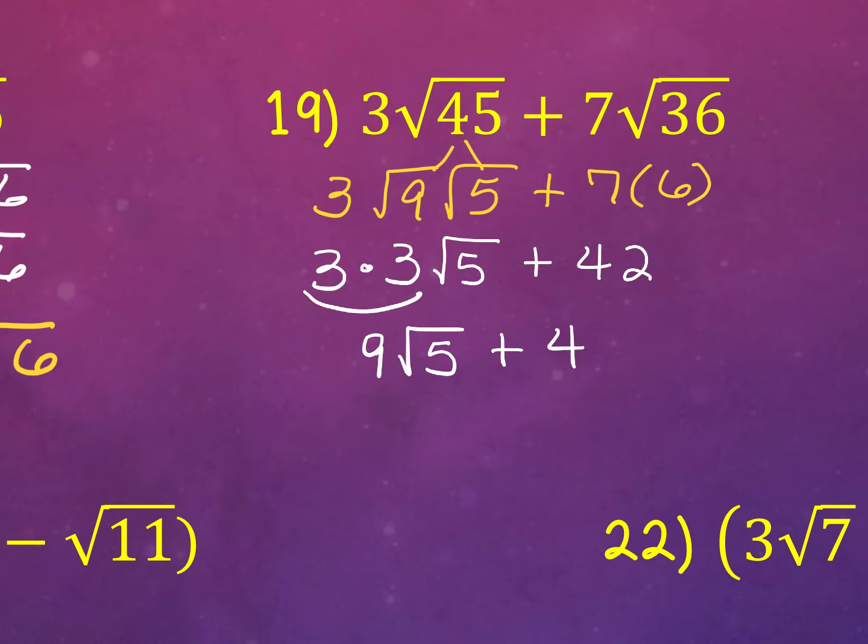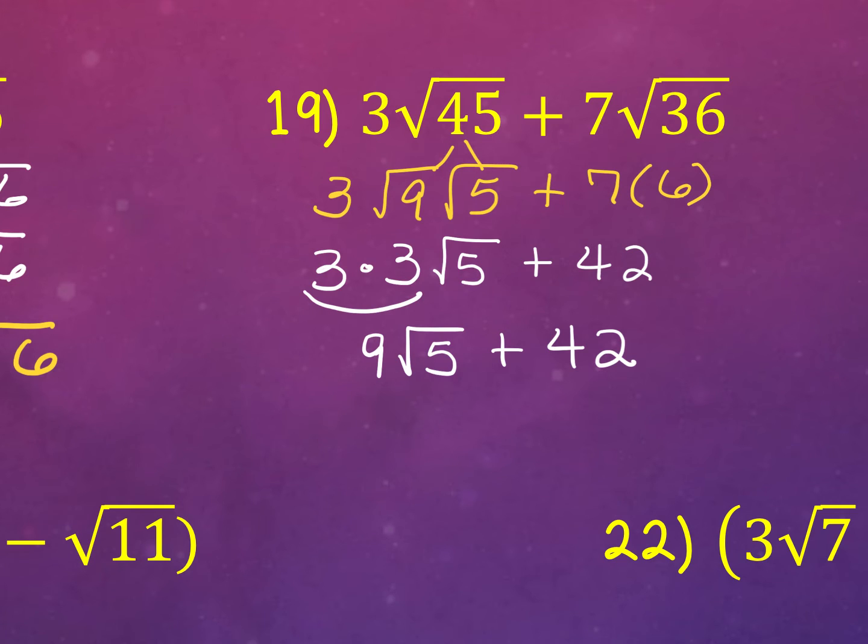And now I'm at the point where I need to try to add this. However, these are not like terms. The 42 does not have a square root of 5, so I cannot add that together. That is my final answer. So I can't add a radical to a number. The number would have also needed to have the exact same radical.